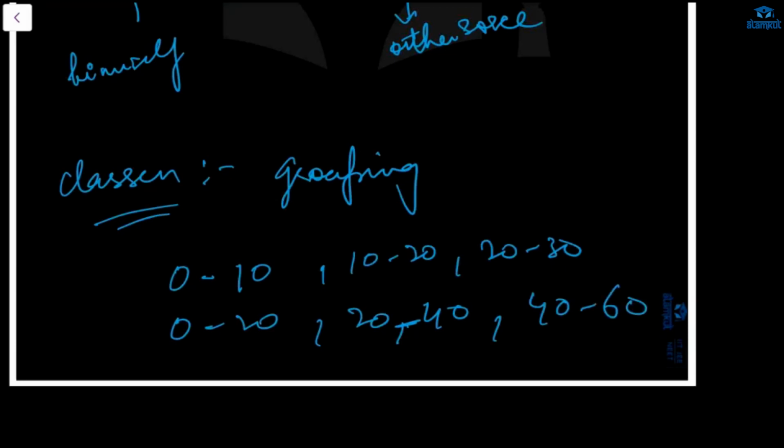Yes, Razi? Ma'am, in 0 to 10 we are not going to count 10 in it. Ma'am will count 10 in 10 to 20. That I will tell you, okay? Because two types of data are there, continuous and discontinuous.